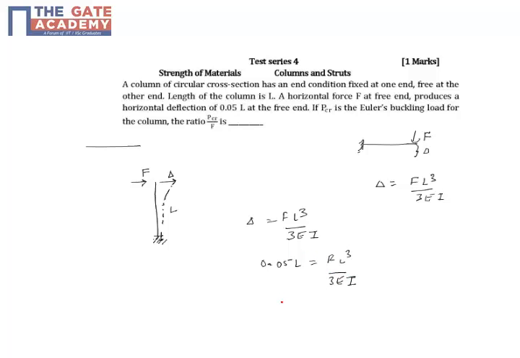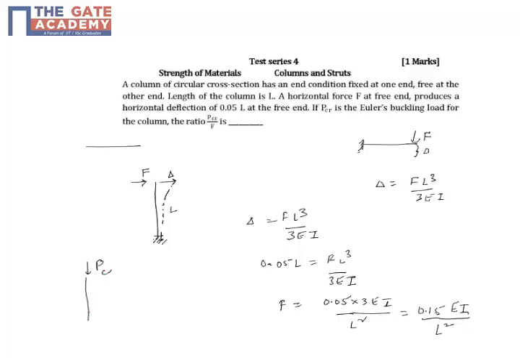So the L square will get cancelled. What we get is 0.05 into 3EI by L square, and that will be 0.15 EI by L square. That is my F.